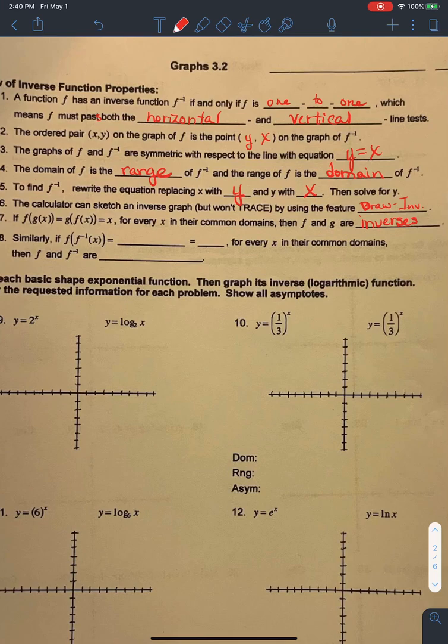By the same token, if we say f inverse of f of x would be equal to x, then by the same concept, that same meaning, these guys would be inverses also.